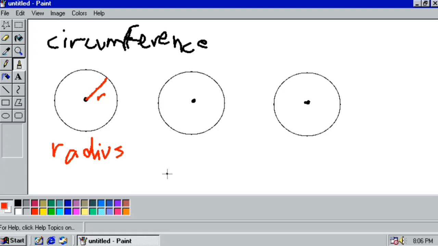The line segment whose endpoints are on the circle is called the chord. So the chord is right here. And the chord that passes through the center of the circle is called a diameter. So this is a diameter.